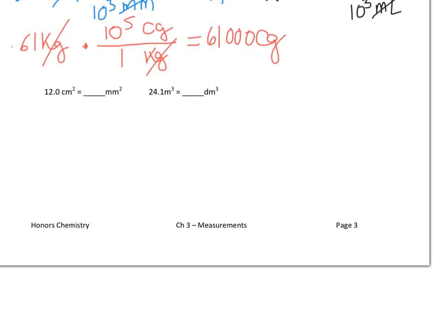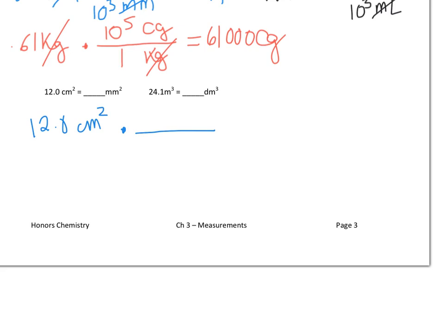So I know the relationship between a centimeter and a millimeter, but I don't know what the relationship is between centimeter squared and millimeter squared. So how would you do that? You start the same way. You write down what you have. So I have 12.0 centimeters squared. You start your conversion factor. On the bottom, you want to put the same units that you have.